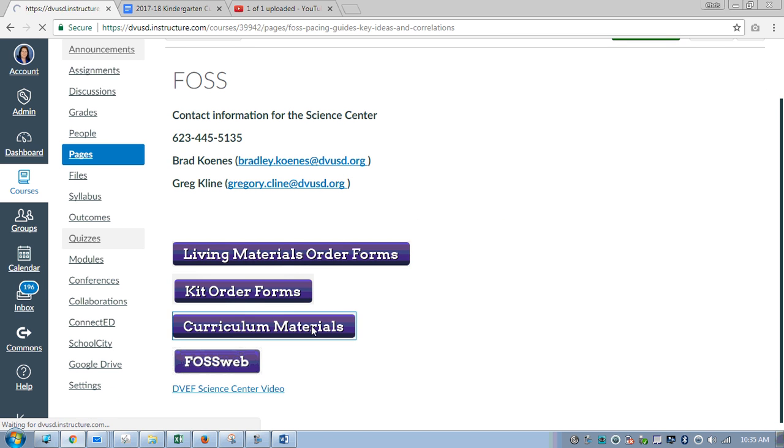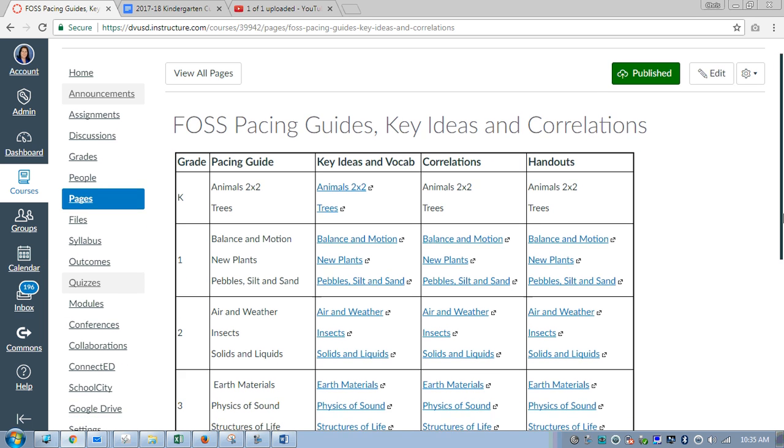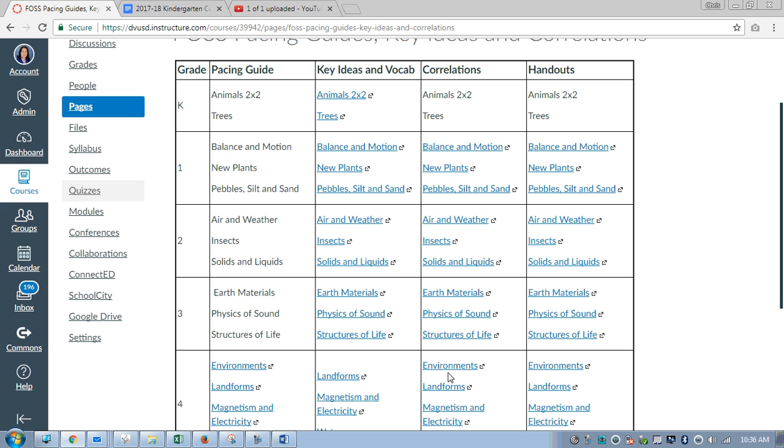You'll also find on this FOSS page some information about curriculum materials. A few years ago, teachers got together and they worked out some pacing guides and key ideas and vocabulary. They worked out correlations between the state standards and FOSS investigations. You'll also find the handouts that come for the investigations. You can also order these handouts through our district copy shop. You need to contact your school secretary for how you go about doing that on your campus. But these forms are free and you can order them either in a half sheet or a full sheet.